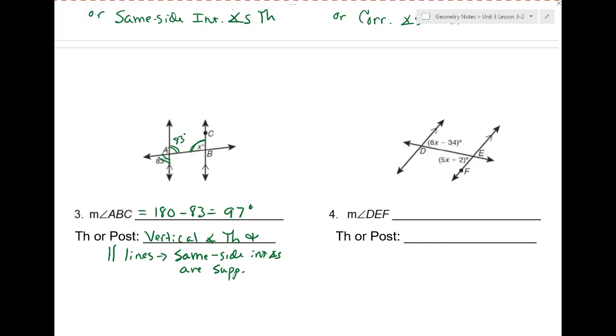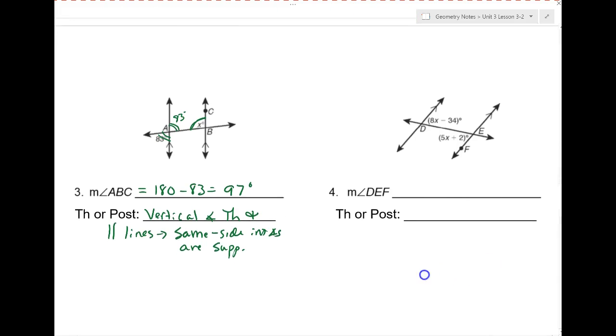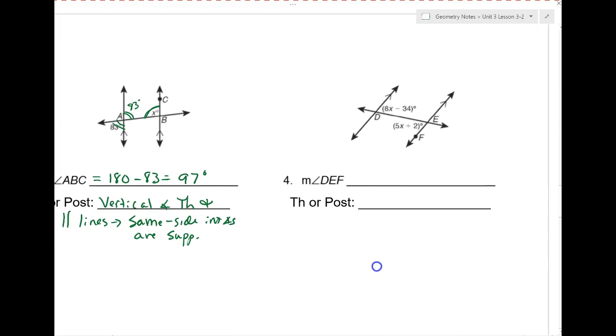All right, let's look at number 4. Guys, are my lines still parallel? Okay. Now, with this one, be careful. Some of you kind of fall into this trap a little bit. Am I looking for x or am I looking for the measure of angle DEF? I'm looking for the measure of angle DEF. But what do we know about our 2 lines? They're still parallel. What do I know about my 2 angles that are marked there? What type are they?